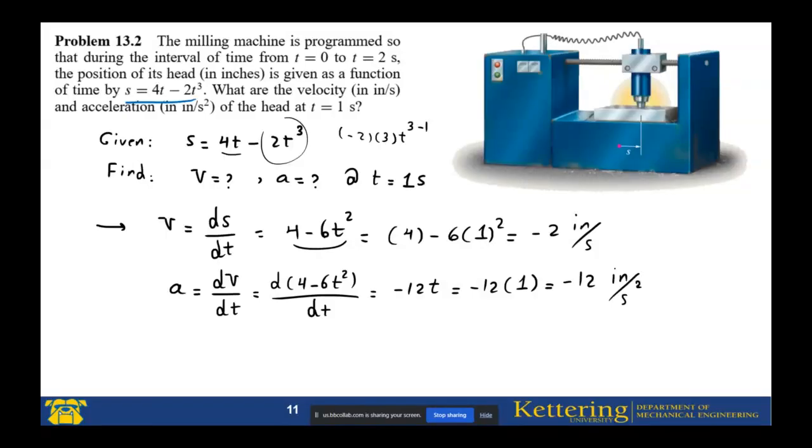For example, for a similar problem, I can give you this velocity and ask you to find the s. Or I can give you acceleration, give you the initial position and initial velocity, and ask you to find the initial one. Next question. How much is the initial velocity of this machine?